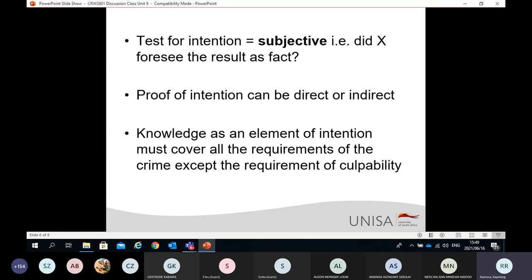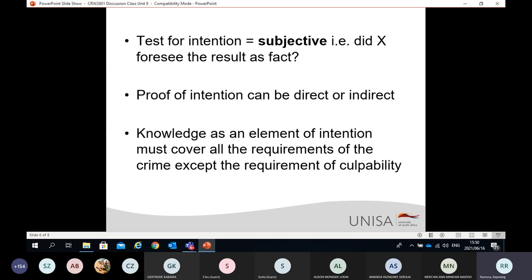So it will not only be beneficial for you to understand how the principles of dolus eventualis were communicated in that case, you will also see how the courts reason and how the courts apply the principles in other elements of liability. So we are now on page 131 of your study guide.